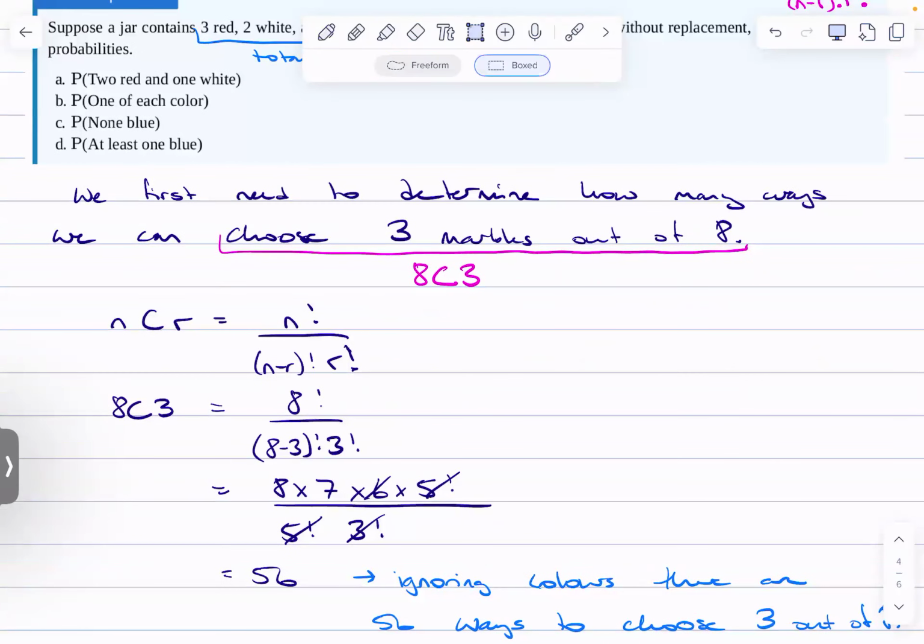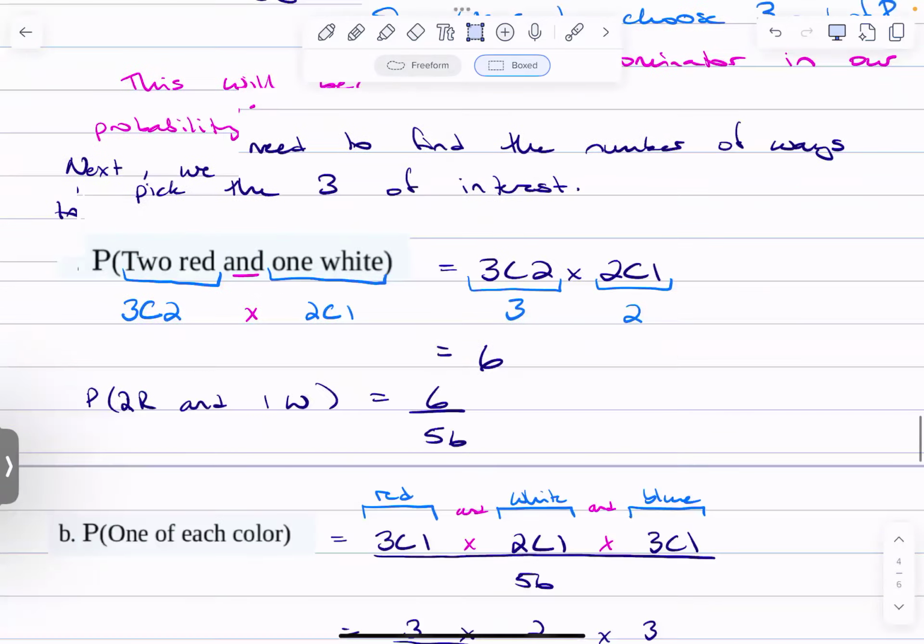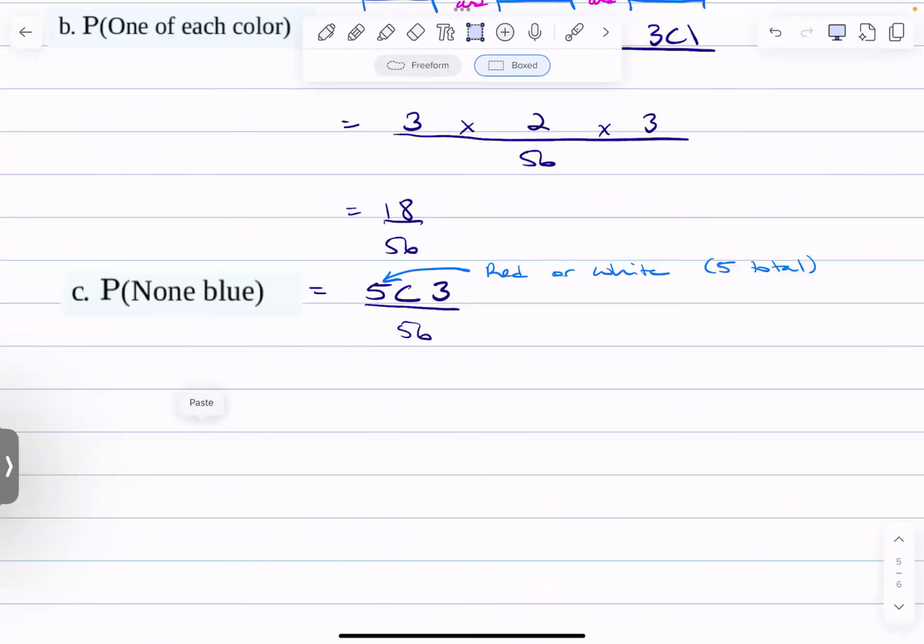Otherwise, you'd have to list all the possible outcomes of drawing 3 marbles where none of them are blue. Could be 1 white one, 2 red ones, 1 red one, 2 white ones, 3 red ones, and so on and so forth. And you'd have to throw an or in between all those. That's a lot of work. So using the combinations in this case is a little bit simpler.